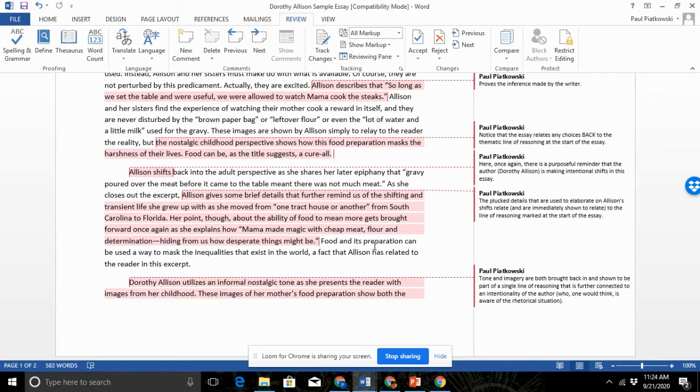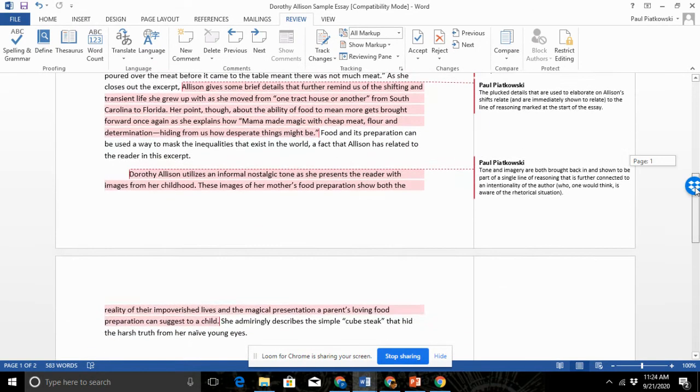Food and its preparation can be used as a way to mask the inequalities that exist in the world, the fact that Allison is related to the reader in this excerpt. So once again, bring it back to the reader, bring it back to the rhetorical situation, looking at the shifts, once again, a purposeful reminder that Dorothy Allison is making intentional shifts in the essay. The details, notice the specificity of these details that are being used, and the contrast that she's making. So always do that and always relate it back to that line of reasoning, that there is inequality that exists and that food is a way to hide that.